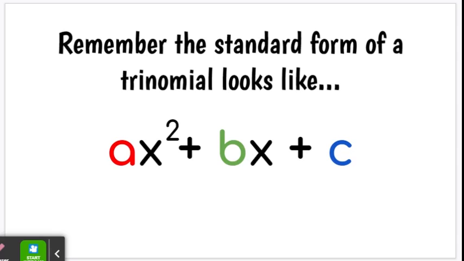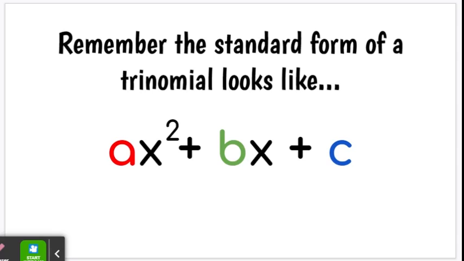The first thing I want to talk about is just a quick reminder that standard form of a trinomial looks something like this. When you are looking at the standard form of a trinomial, you have ax squared plus bx plus c. Your a is your first leading coefficient, the b the coefficient on just the x, and your c is that constant at the end.